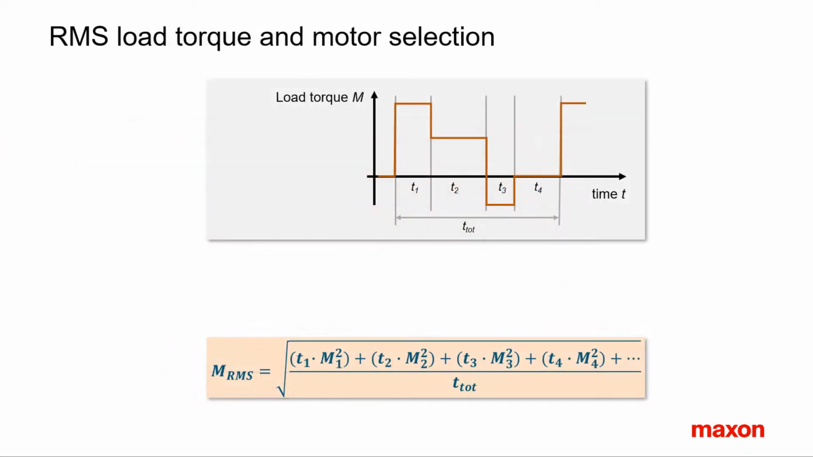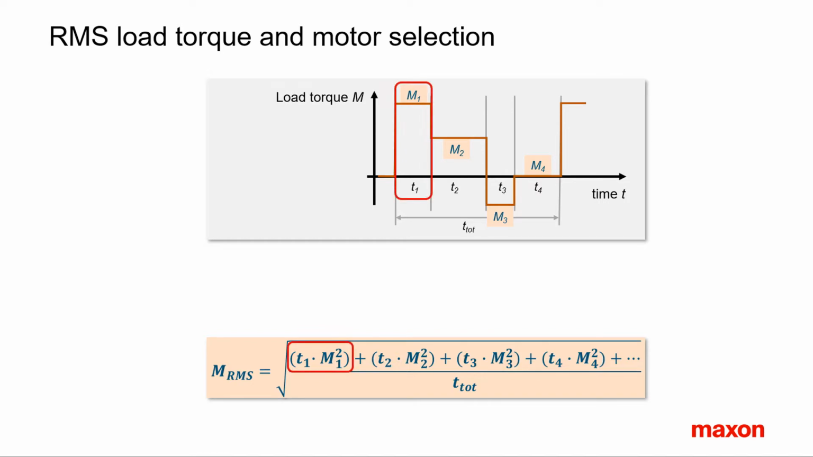When is the RMS value of importance? The required RMS torque is a key load parameter characterizing the application and needed for motor selection. The typical procedure for RMS load torque evaluation is as follows. First, evaluate all load torque values for the different phases of your operating cycles. Consider friction and acceleration forces as well as constant forces such as gravity.